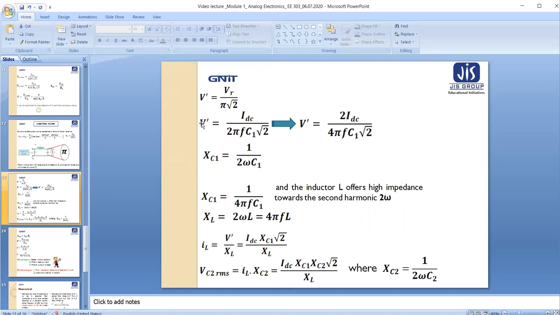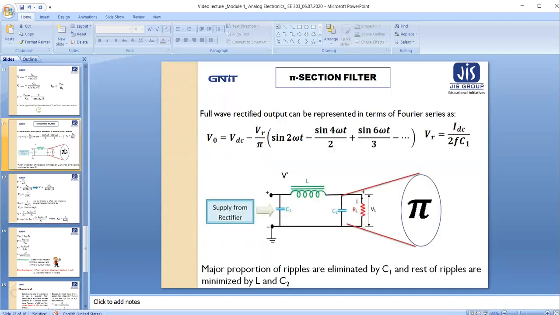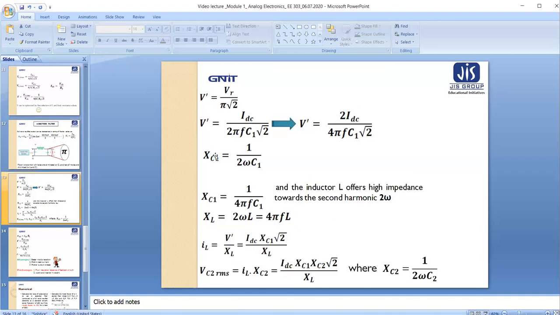So we can arrange V prime equals IDC into XC1, and XL equals 2 omega L, so it equals 4 pi F L. So the inductor current IL equals V prime by XL. Now V prime equals 2 IDC by 4 pi F C1 root 2, divided by XL. So it becomes IDC XC1 root 2 by XL.